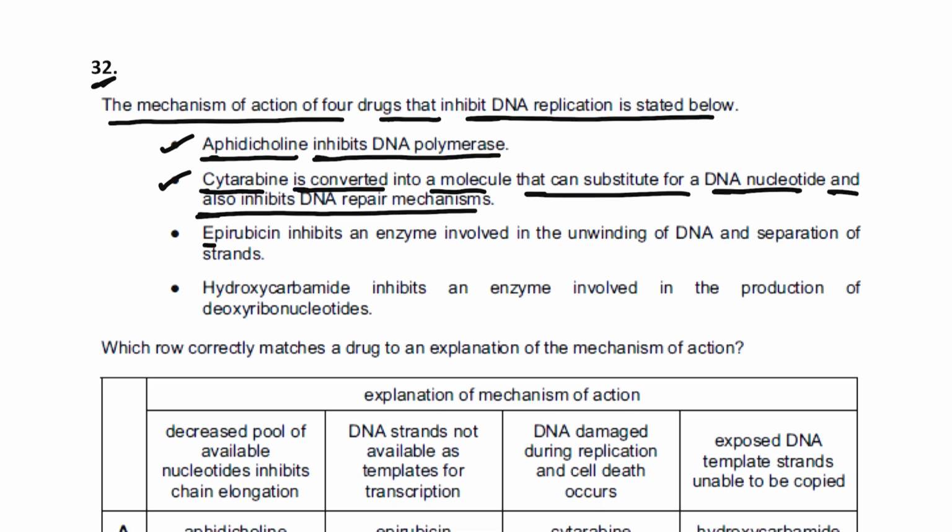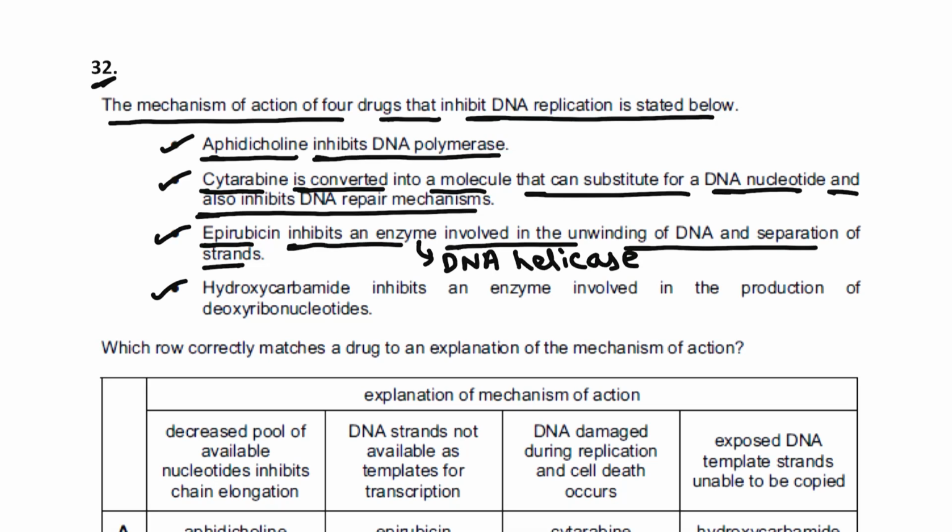The third drug is epirubicin that inhibits an enzyme involved in the unwinding of the DNA and separation of strands. So guys, which enzyme is involved in the unwinding of DNA? The enzyme is DNA helicase, and this enzyme is inhibited by epirubicin. The last drug is hydroxycarbamide. This inhibits an enzyme involved in the production of deoxyribonucleotides, which are the nucleotides used to synthesize DNA. So hydroxycarbamide will inhibit the synthesis of the deoxyribonucleotides, and these nucleotides are required for DNA replication.